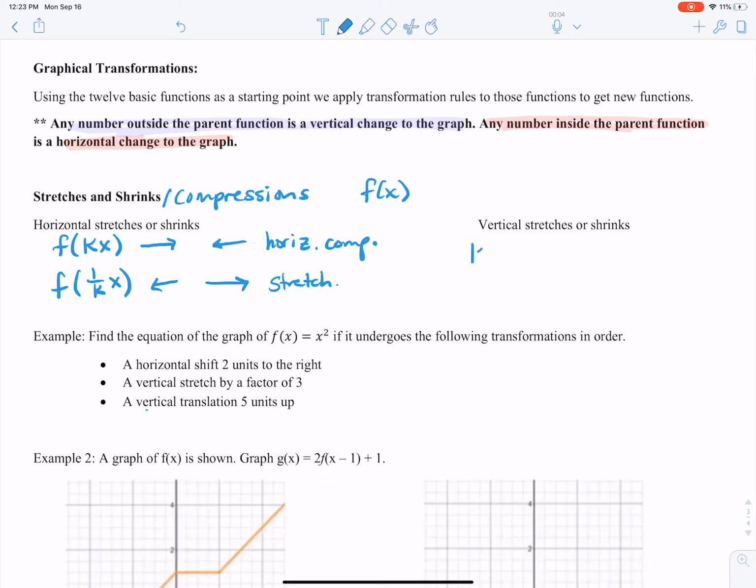So if I multiply by a number greater than 1, it is going to make the graph look skinnier. So I have to think about vertically, what would I do to the graph to make it look skinnier? I would pull on it up and down. So pulling on it is stretching it. So that is a vertical stretch.